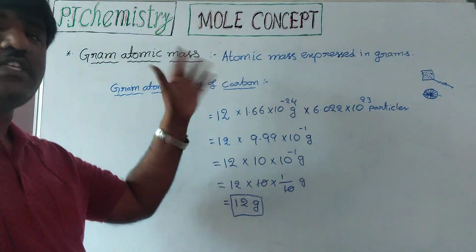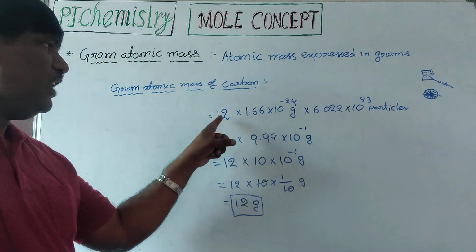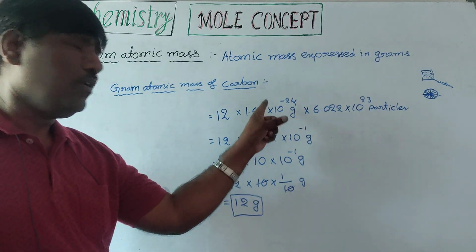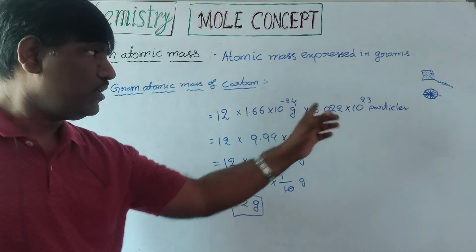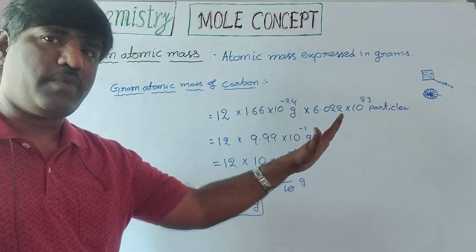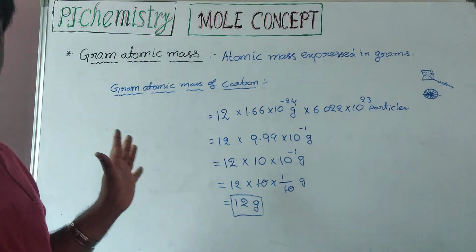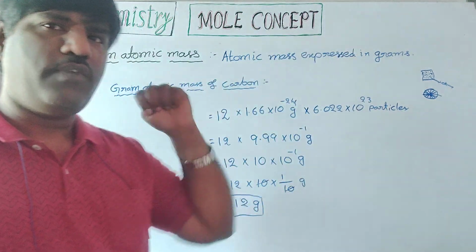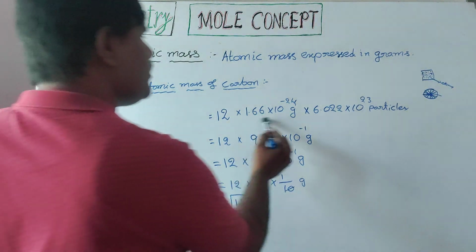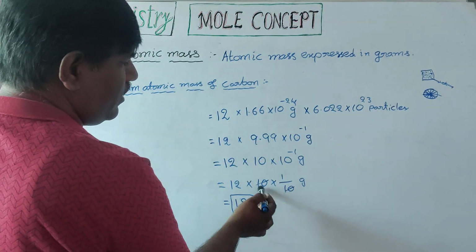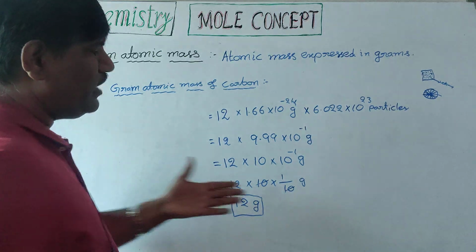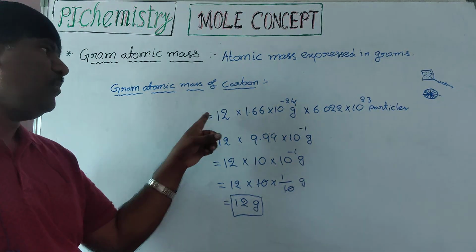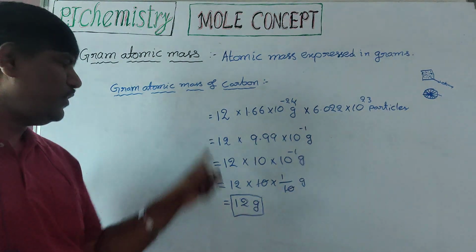If you take gram atomic mass of nitrogen, only protons and neutrons change in every element, but this AMU value has no change, and the number of particles has no change. The number of atoms is also fixed for every element: 6.022 × 10^23 atoms. When these both are common, the value will always come like this, 10 by 10 cancel, remaining grams. So if you take nitrogen, how many grams? 14 grams.